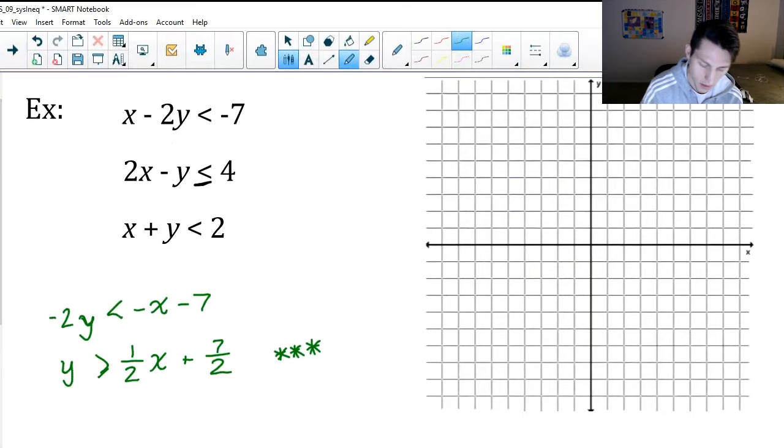Like we've done before, I'm going to put little stars here just so I can stay organized and show that this is the equation that I'm actually going to graph. All right, let's go ahead and do it. 7/2 is 3.5 as a decimal for graphing. So I'll go up to 3.5. My slope is 1/2, so up 1, right 2, or down 1, left 2.